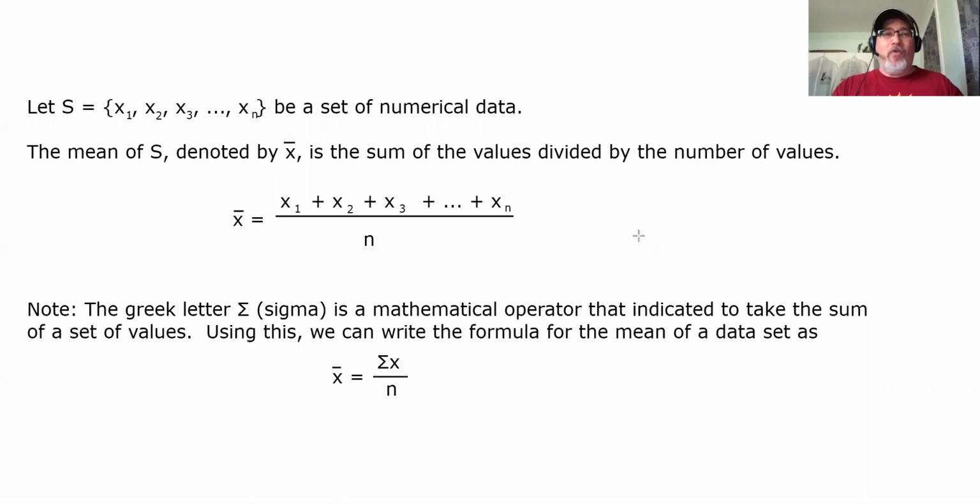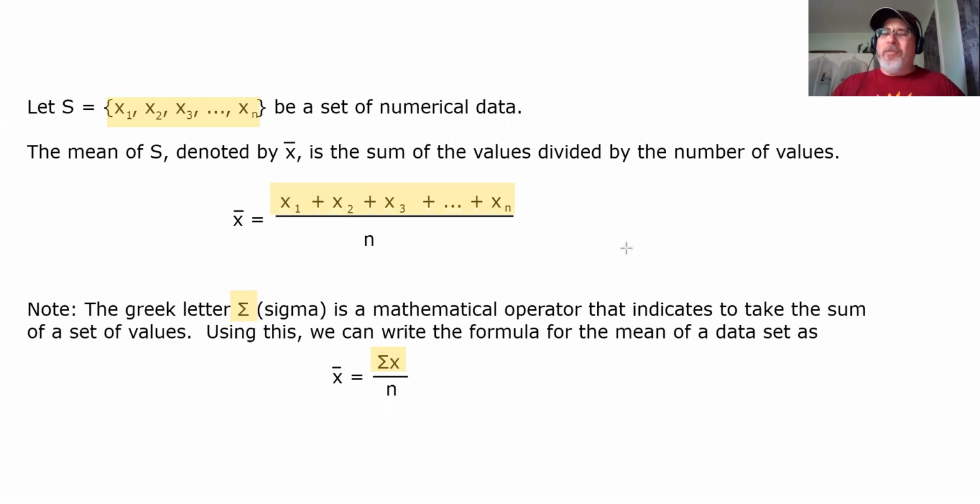Now, there is a shorter way to write the formula using the Greek letter sigma. Sigma looks like a capital M knocked on its side, but it's a Greek letter, and you may have seen it in a math class before, but it's a mathematical operator that indicates to take the sum of a set of values. So if you ever see a sigma in front of something, it means take the sum of all these things. Using this, we can write the formula for the mean of a data set as x bar equals sigma x over n. Again, that sigma x simply means take all of your x's and add them. In other words, it's a shorthand way of writing this.